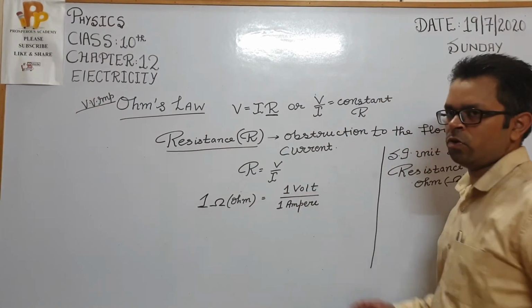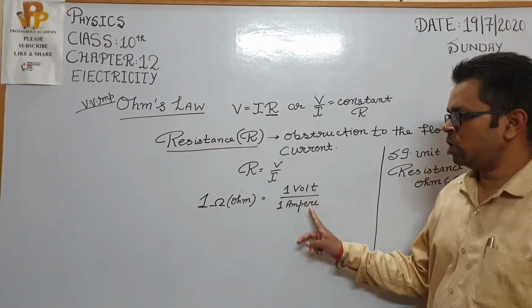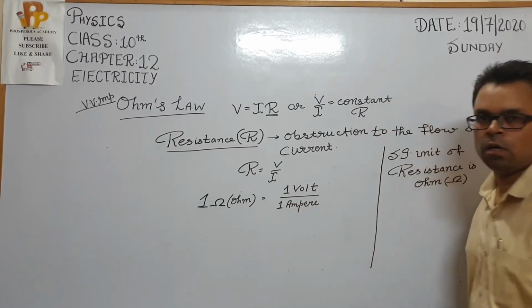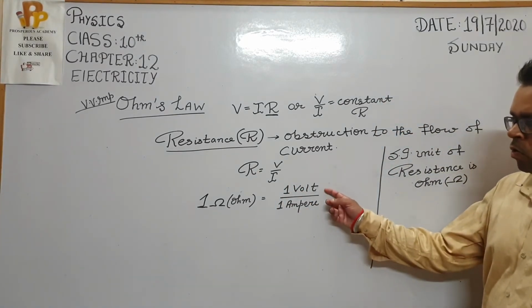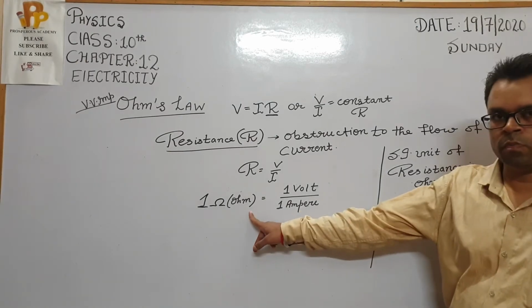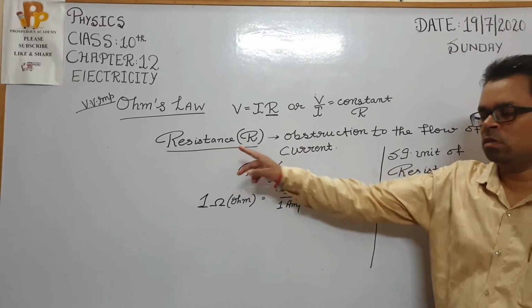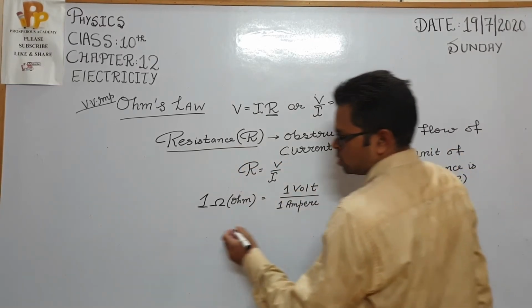Potential difference का SI unit that is volt, current का SI unit that is ampere. So 1 ohm is equal to 1 volt upon 1 ampere. From here you can write the definition of 1 ohm. You get the question in the form that define the unit of resistance. Now बच्चे 1 ohm की definition क्या बन जाएगी?